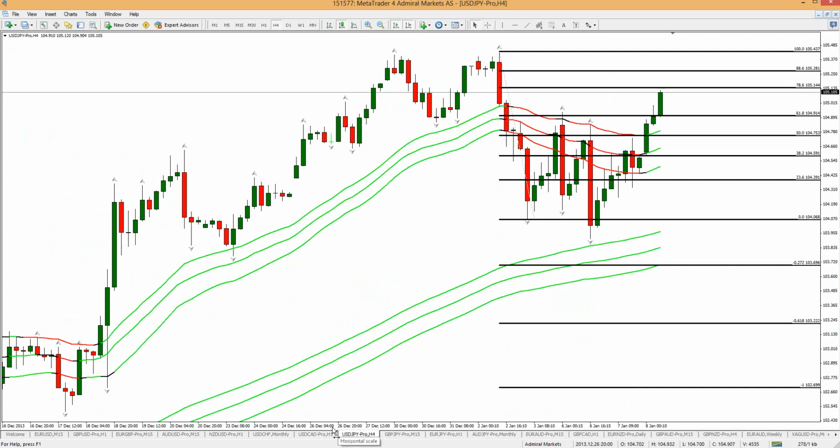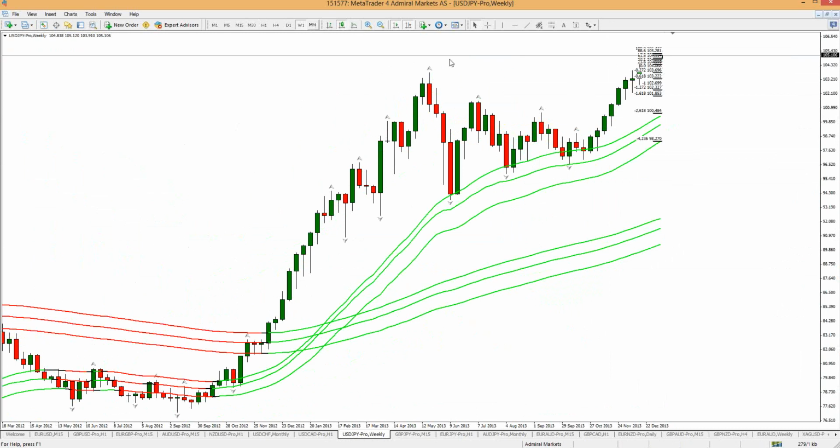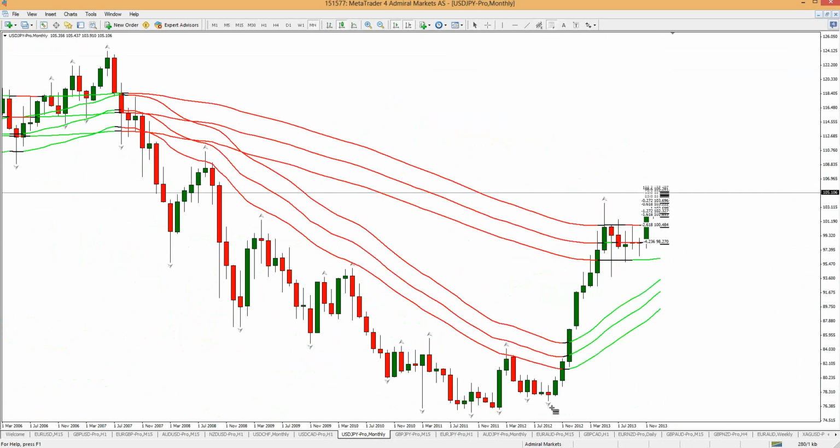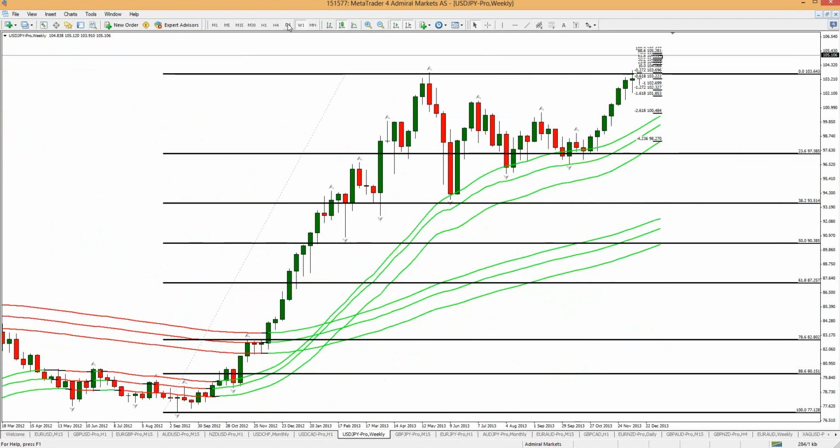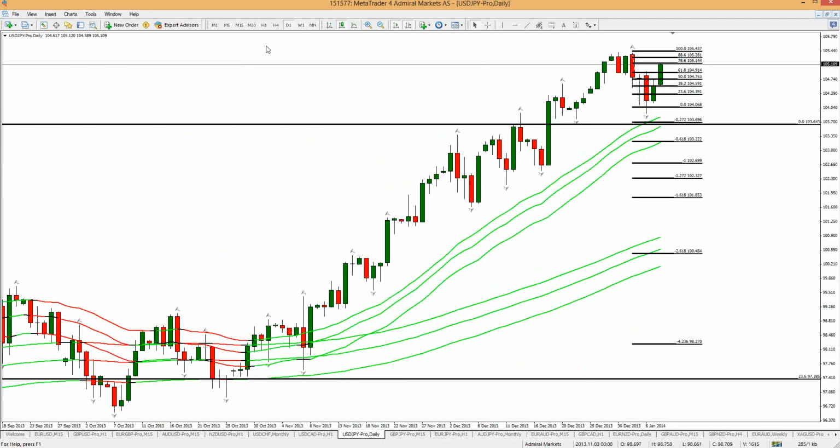111, I would say, is for me a big target because that's a weekly minus 272. $111, and then 120, which is the minus 618. So those are my targets. But yeah, I wouldn't keep it all the way there personally. But that's just my type of trading.